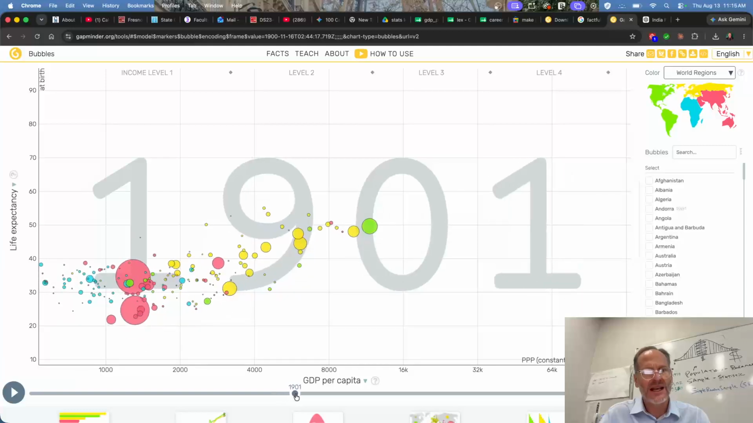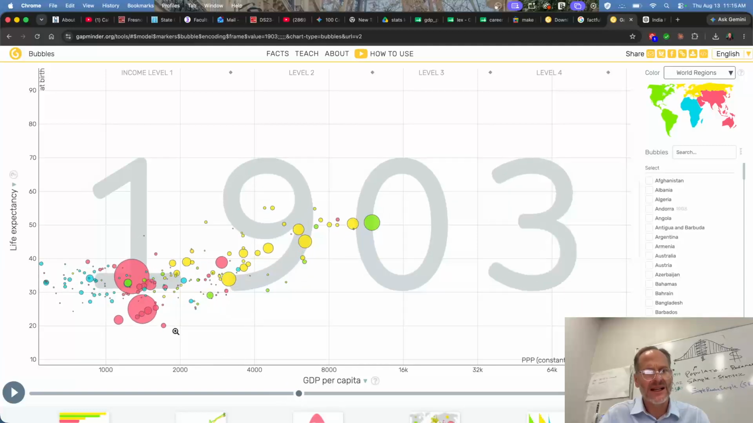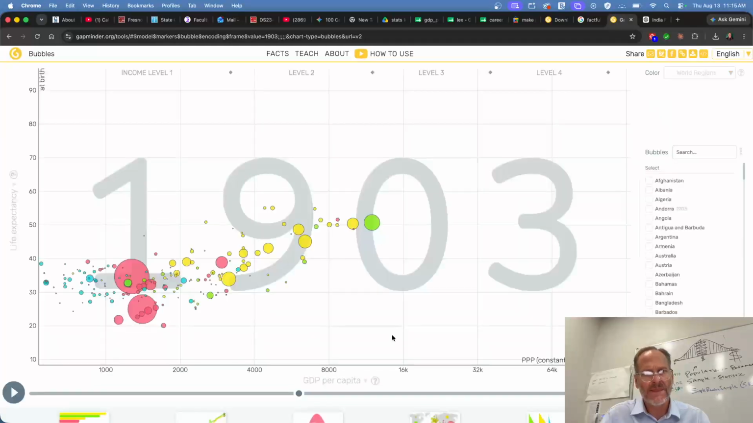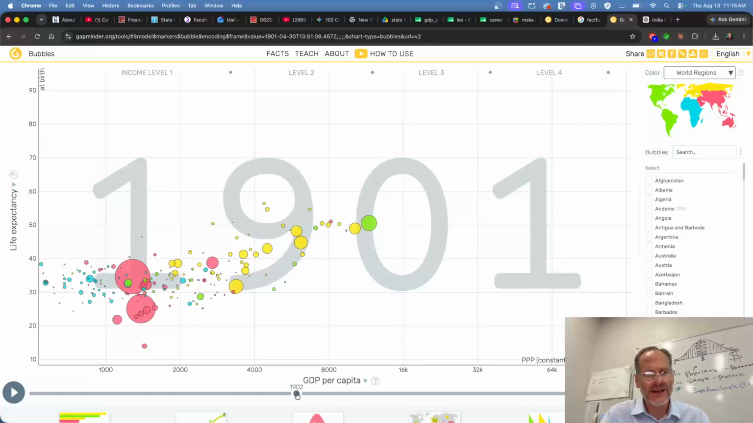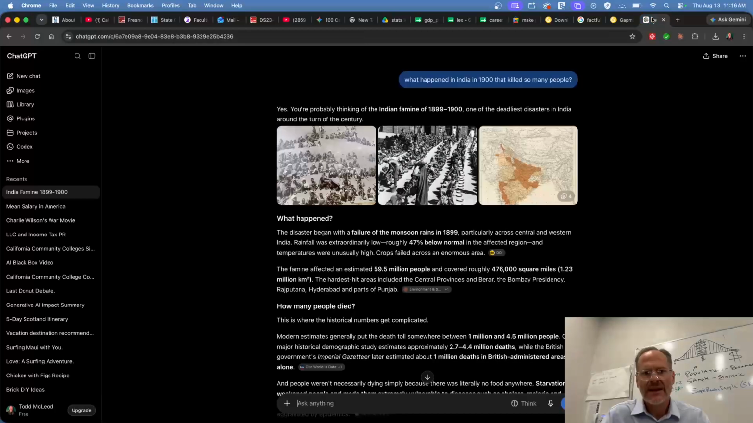And so we can see that here, can't we? 1899 to 1900, a bunch of people died. That's crazy. And what's this little country? I have to reload this page. 1903. The Philippines, right? They also had something happen right around that time.